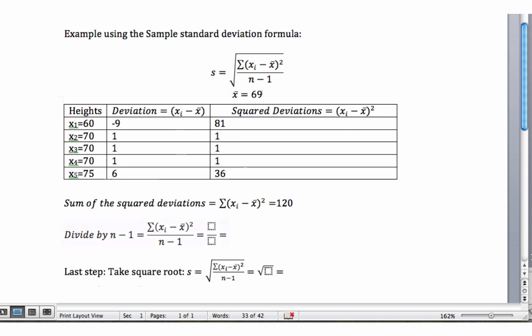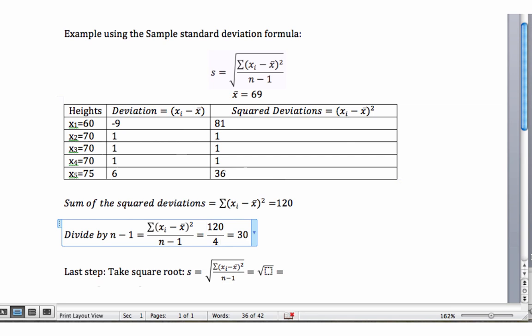Next step, we're supposed to take that sum of squared deviations and divide it by n minus 1. So I know the sum was 120. I got that from the last step. And I need to divide by n minus 1. Well, we had 5 data points. So n is 5. So 5 minus 1 is 4. I'm taking 120 and dividing it by 4. That gives me 30. So I have the number inside the square root.